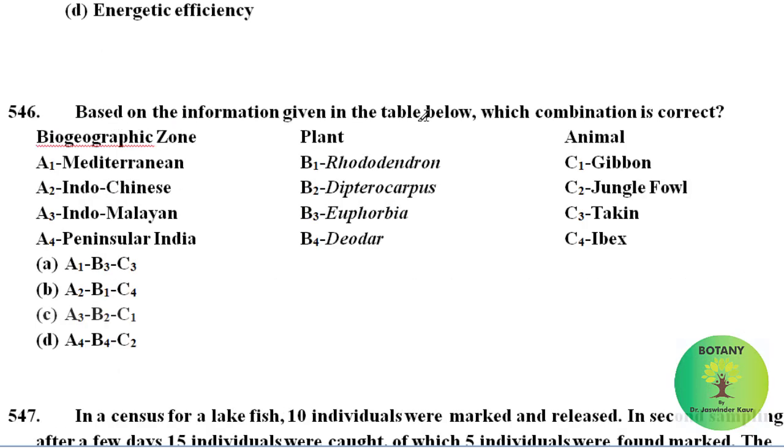Based on the information given in the table below, which combination is correct? We have to match the biogeographical zone with the plant and animal that are present in this particular zone. So here, Indo-Malayan biogeographical zone, here Dipterocarpus species is present and in animals gibbon is present. So the correct option is option C.